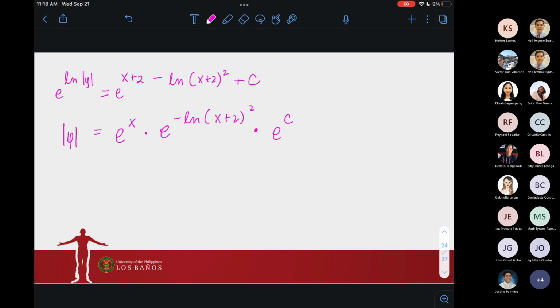All right, everything's good so far? Tama ba? Tapos ito ay magiging absolute value ng y equals e to the x. Tapos ito, yung negative sign sa harap na multiplier na negative 1, pwede ko siyang iakyat. So mapupunta na lang siya dito. Okay. So that means the second factor here can be written as x plus 2 to the negative 2.